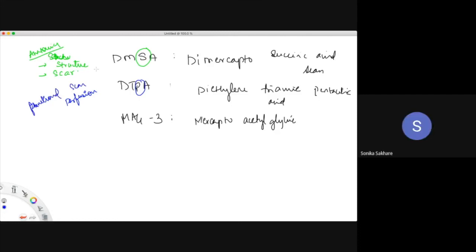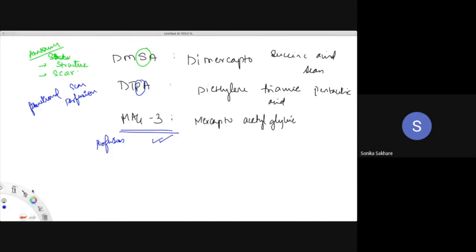So DMSA is more anatomical. DTPA is more functional. And MAG3 is also used to know about the perfusion. This is also similar to DTPA, but MAG3 is much better than DTPA. Is that fine? And today we'll end with the management of renal stones.